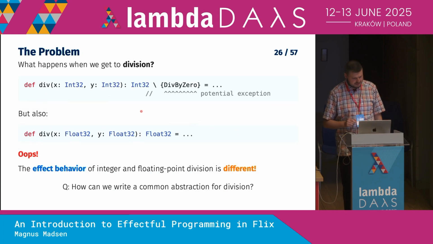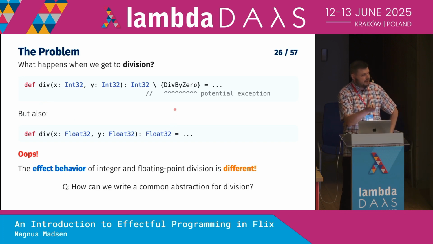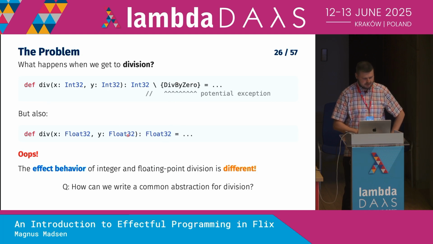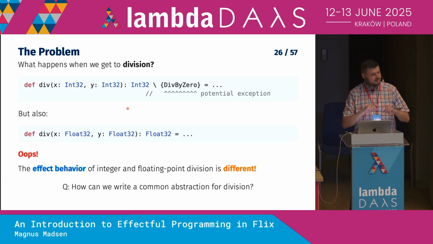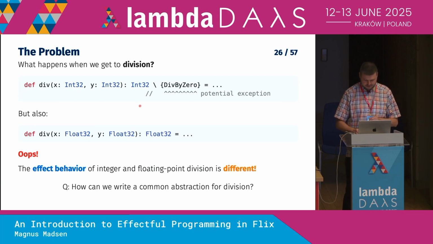What happens if there's division? The problem is that integer division can give division by 0 errors. This is how it is on the JVM at least. Whereas floating point division by 0 is actually okay, because you just get NaN. So now we have an abstraction for adding two things, but they have different effect behavior. So it would seem we can't abstract over these two things. They cannot be made part of the same type class because the signatures differ. So how can we solve this?